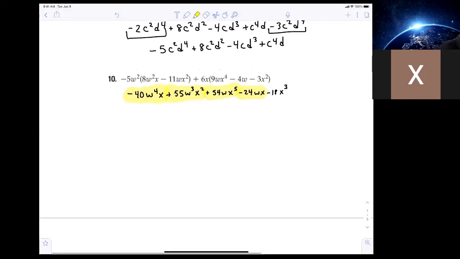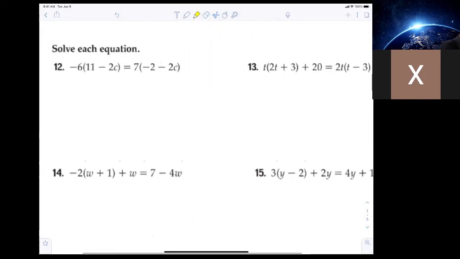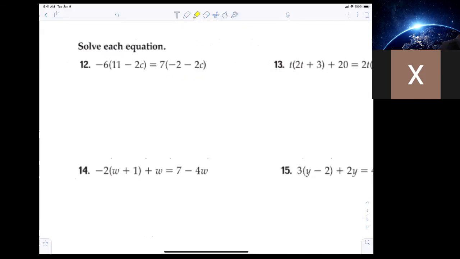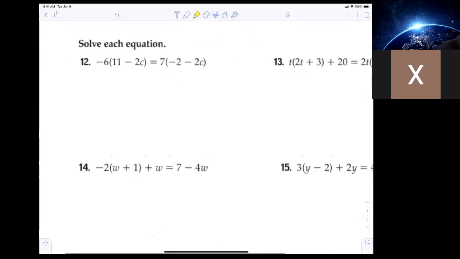All right, here we go. Now, we just have equations, all right? So again, this should be embarrassingly easy. So let's just start out with 12. Negative 66 plus 12c equals negative 14 minus 14c. Come on now, that's just practice. Everybody knows how to do this. Now you're moving things around, right?